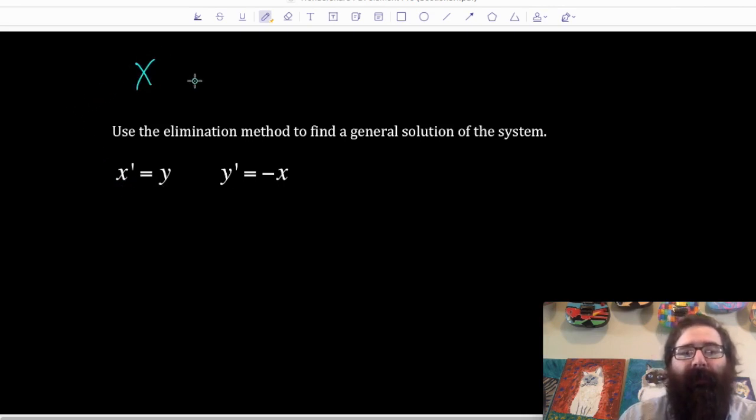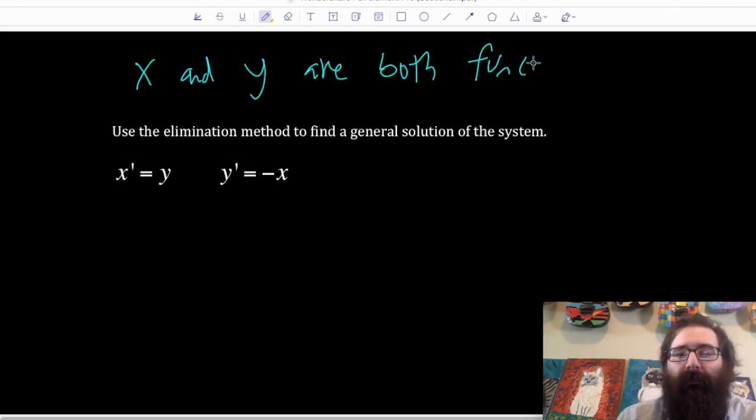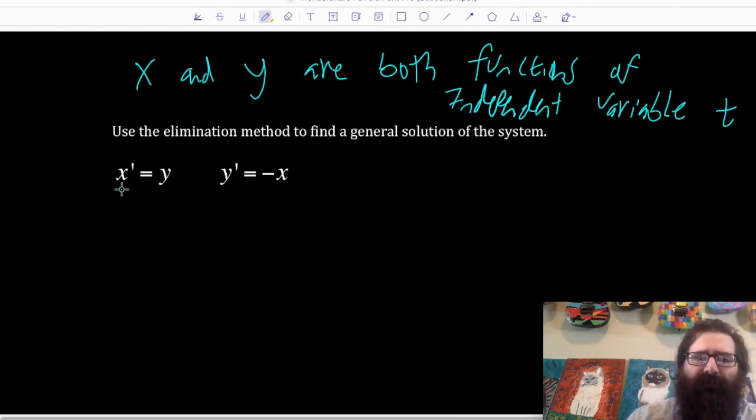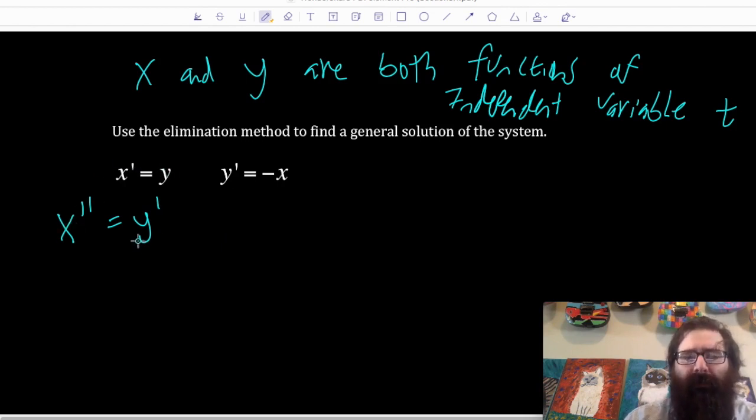So I'm going to write that above. x and y are both functions of independent variable t. So if I go to this first equation and I differentiate it again, well, I get x double prime equals y prime. Just differentiating, right? x prime becomes x double prime, y becomes y prime.